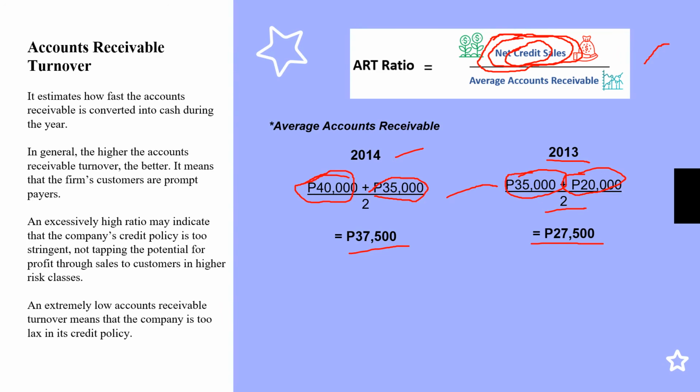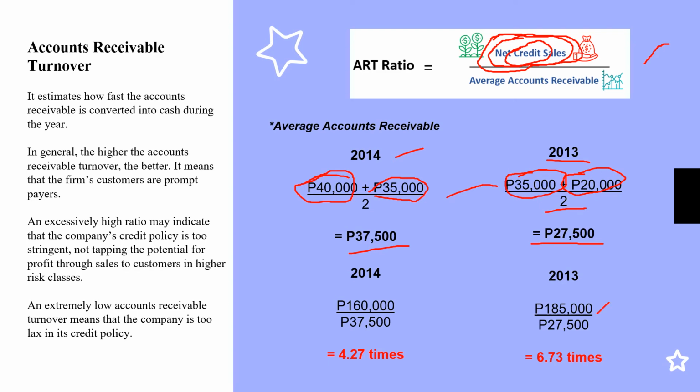So, pwede na natin makompute yung ART or accounts receivable turnover natin. So, we have here given, no? So, assumption, given yung ating net credit sales for 2013, 185,000. Then, yung nakuha natin kaninang average accounts receivable, we have 27,500. So, may yield natin is 6.73. So, binagtungan natin ng times because yung makukuha nating sagot sa accounts receivable turnover, ang ibig sabihin, yung how fast the accounts receivable is converted into cash.